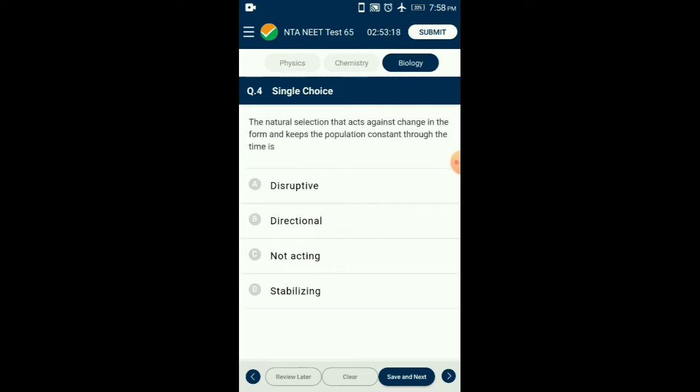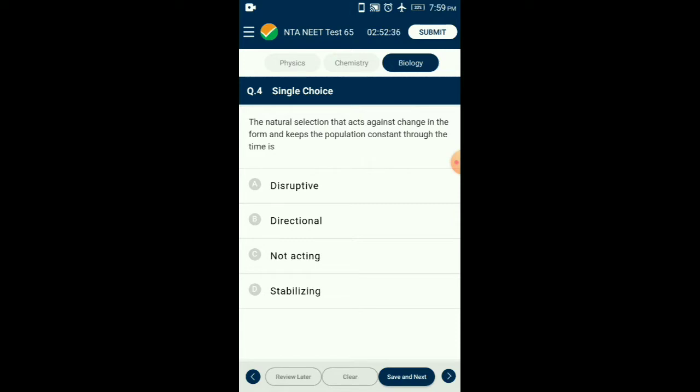Question number 4. The natural selection that acts against change in the form and keeps the population constant through time is. Natural selection of neo-Darwinism operates through differential reproduction instead of survival of the fittest. According to differential reproduction, best adapted organisms reproduce at a higher rate and produce more offspring than those which are less adapted. Three types of natural selection are observed: stabilizing selection, directional selection, disruptive selection.